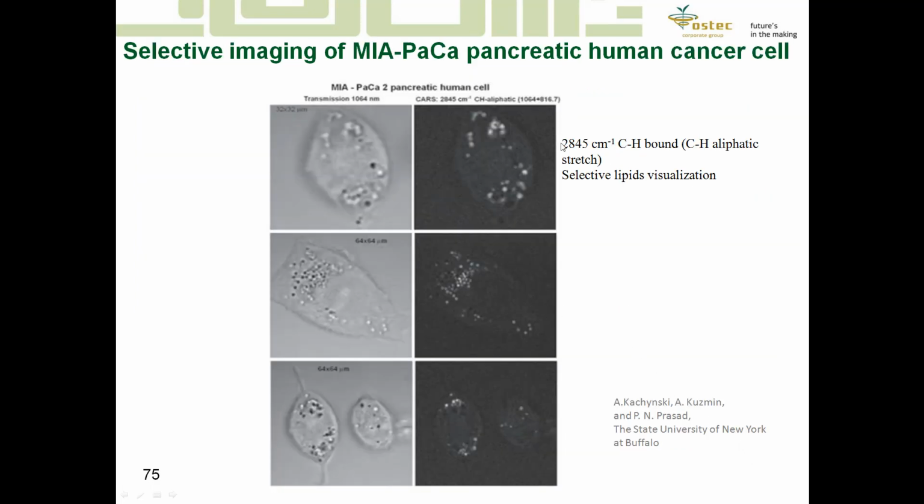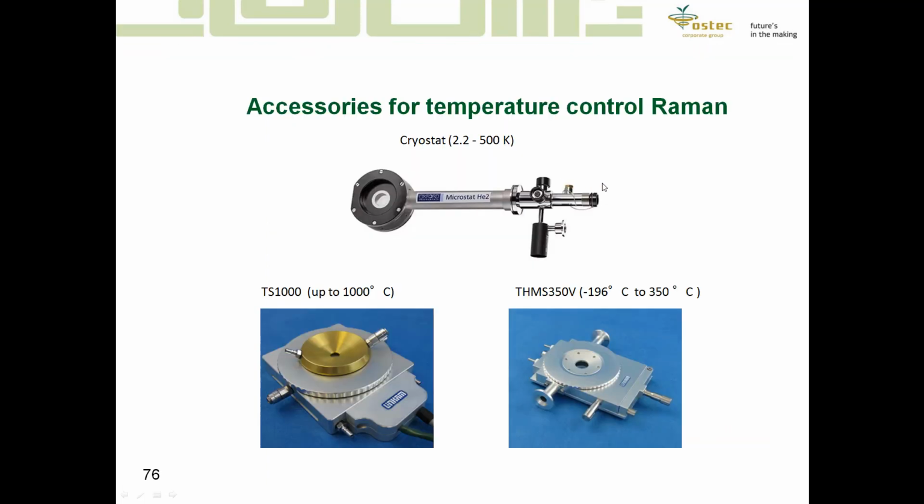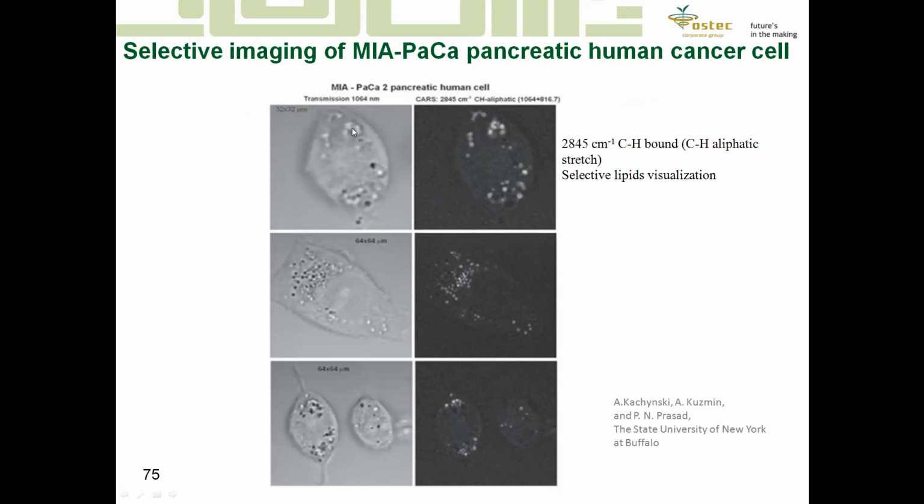And this is the Raman peak of the CH bond, and selective lipid visualization can be done. So the bright positions on these images on the right hand side are the specific lipids in the cells, and the left hand side is just a transmission image at excitation of about 1064.